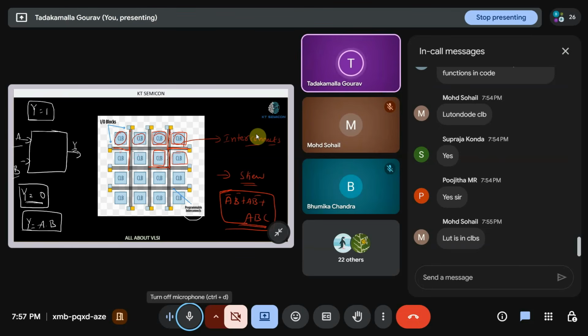That will also be visible: how many LUTs are utilized in our code and which LUTs are utilized, we can see all of that in our tool. That we will see later. Any other queries?